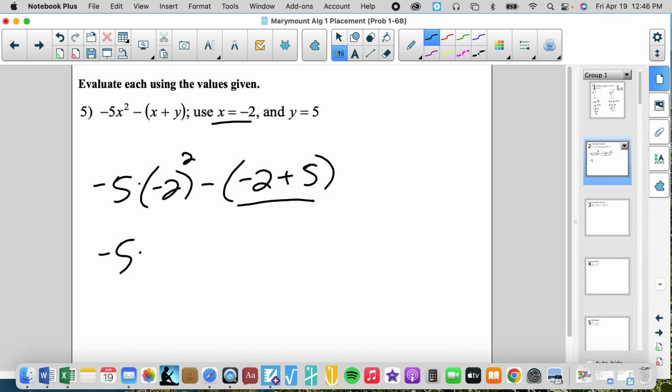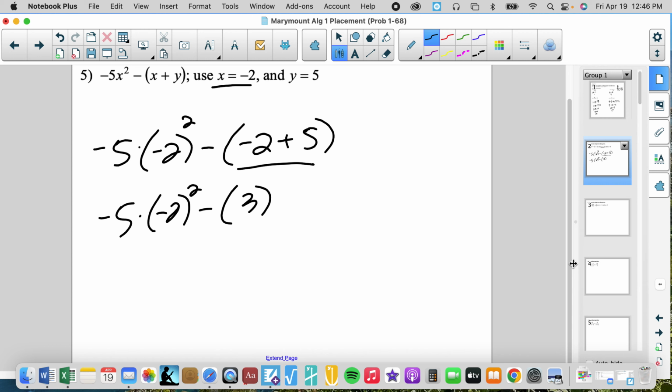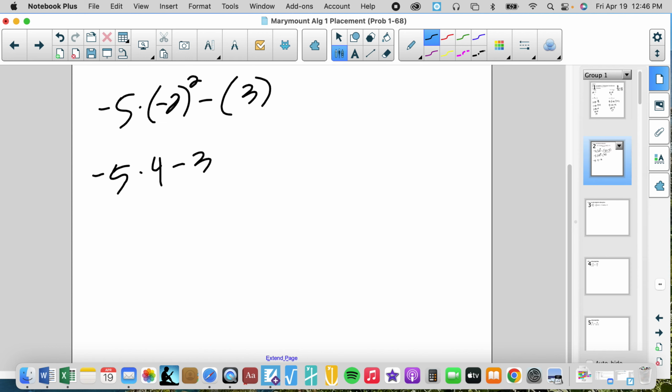-5 times quantity -2 squared minus -2 plus 5 is 3. We'll do the exponent. -2 squared is -2 times -2, which is 4, minus 3. That quantity isn't doing anything. We're going to do the multiplication, which is -20. Multiplication before addition and subtraction, and that gives us -23.